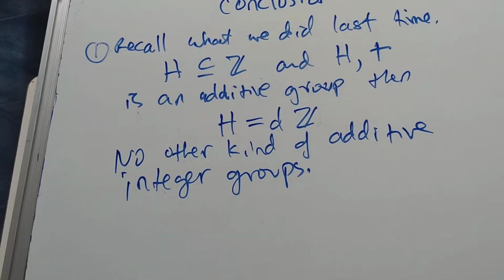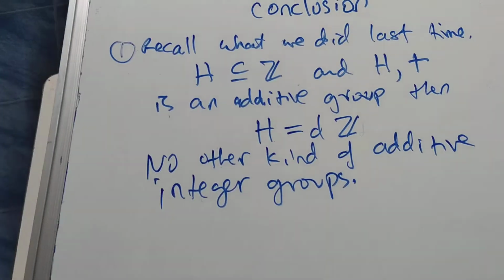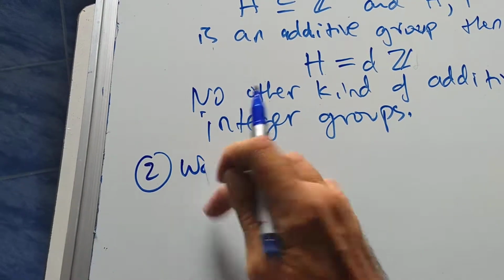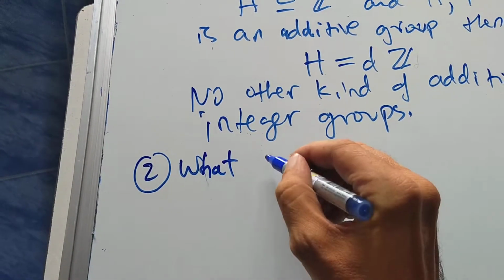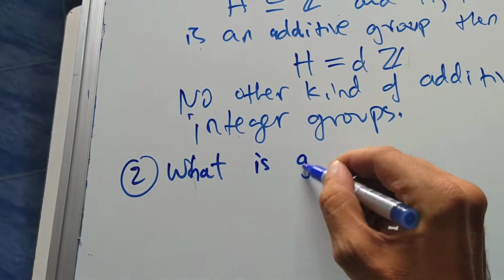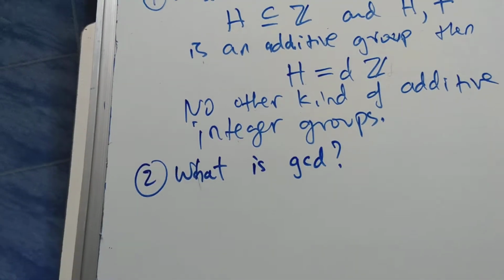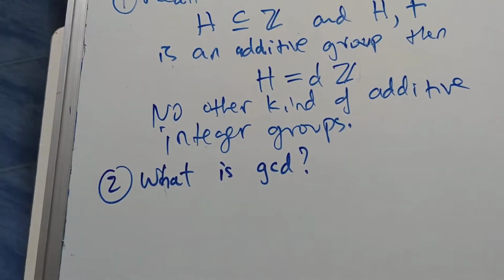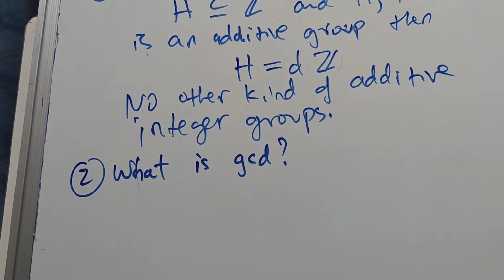Okay. Now, our next point. What is GCD? What does it mean? I know what you're going to say. You're going to say greatest common divisor, but what is a convenient way to define this mathematically?